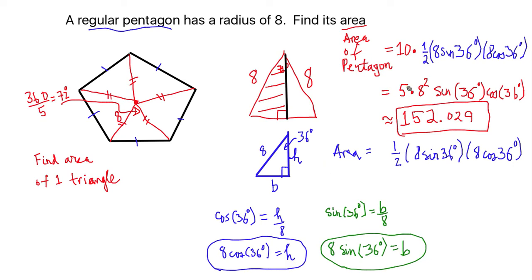Now, I want to look at this expression here that we used to get our final answer. So think, where does 5 come from? Is it always going to be 5? What if this was an octagon? What would this number be? Why 8 squared? Where did the 8 come from? And then where did 36 come from? Okay, so these are important pieces of information.